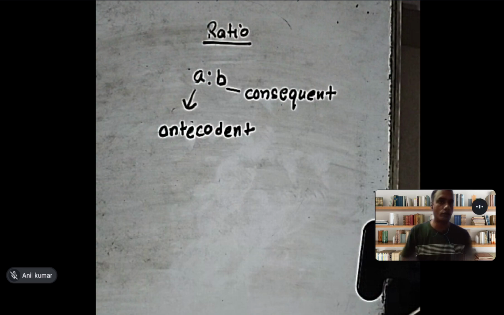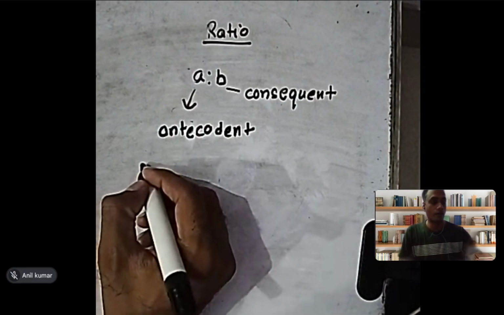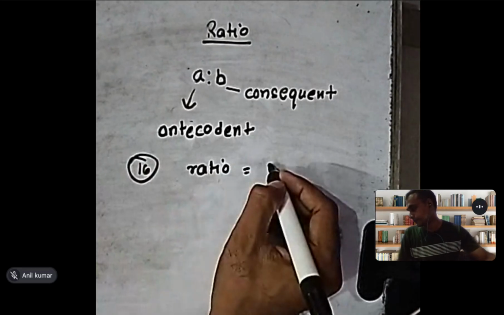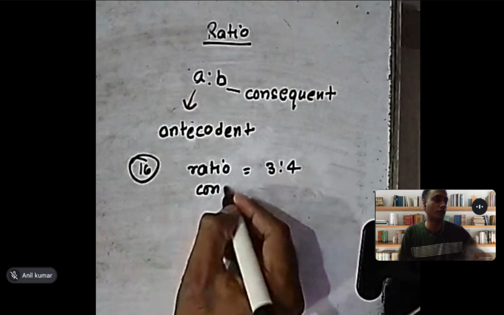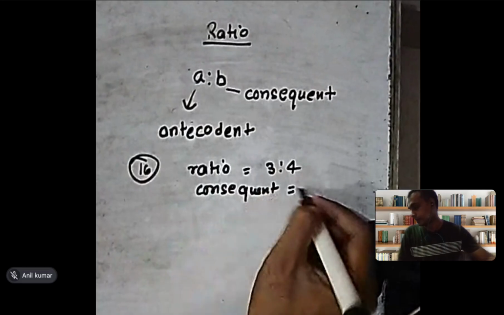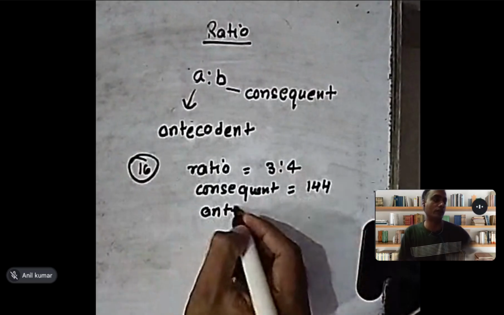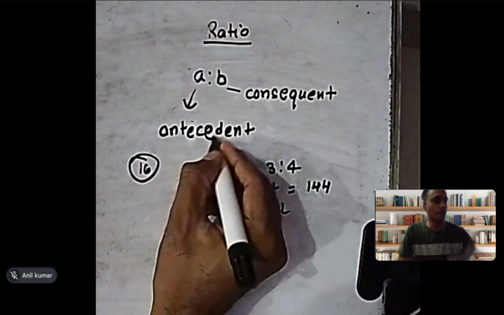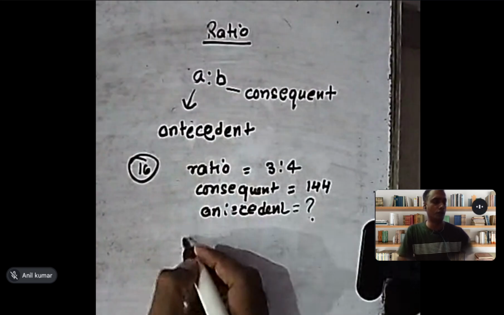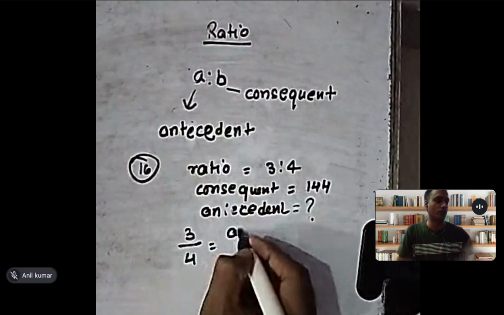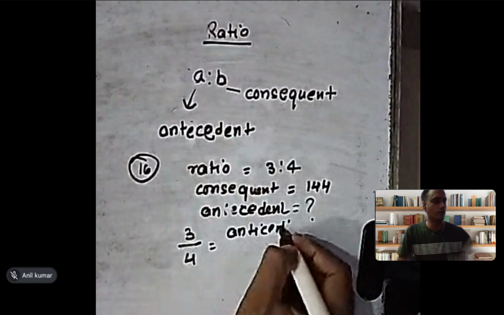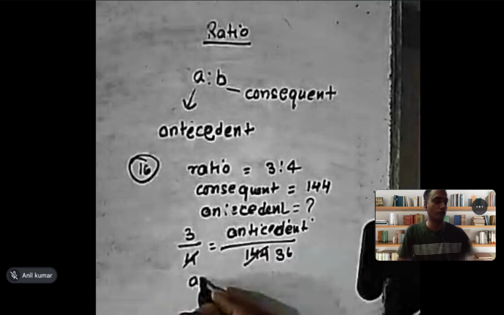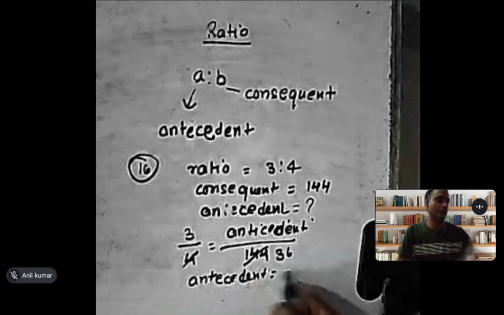Okay, so when ratio is given, consequent is given, this is the question of the book, that is 16. Ratio is equals to 3 ratio 4. Consequent is equals to 144. Antecedent, you have to find antecedent. So simply ratio 3:4, and you don't know antecedent, so write this over 144. You have to simplify. 4 3 ja 12, 12 9 ja 108, antecedent is equals to 108, and this is the way.